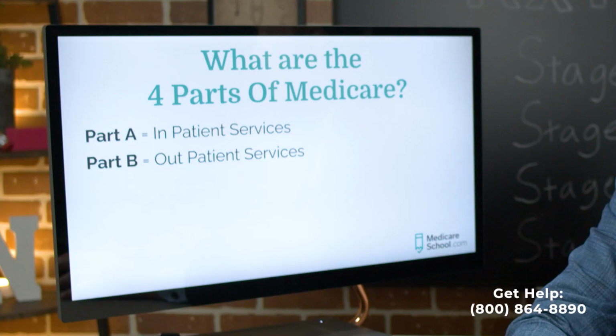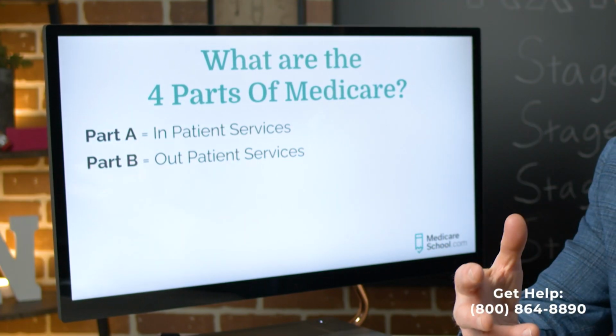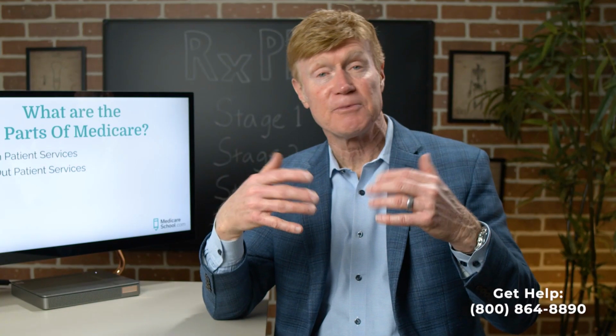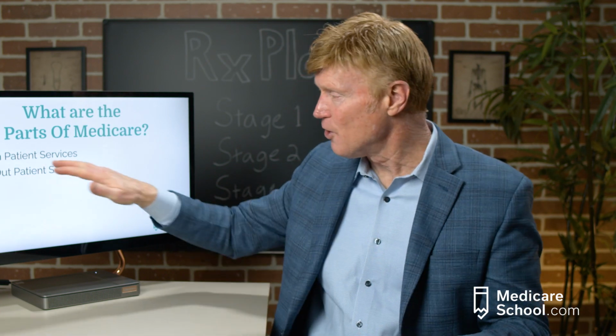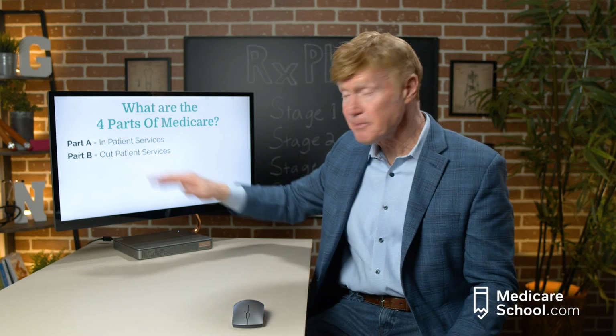Now, Part B is covering those things that are outpatient related. This would be someone goes in for an MRI, or maybe they have a cataract surgery, or maybe a knee replacement, or they go see a doctor. All the outpatient type services, including all doctor-related services, are going to be covered by B.